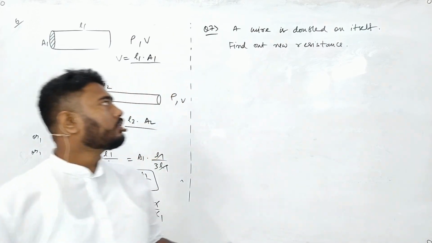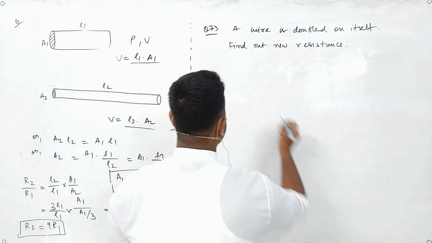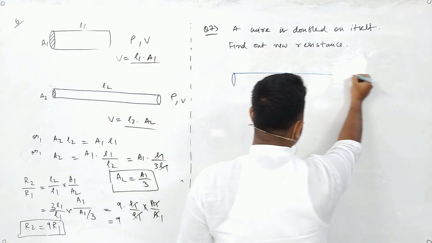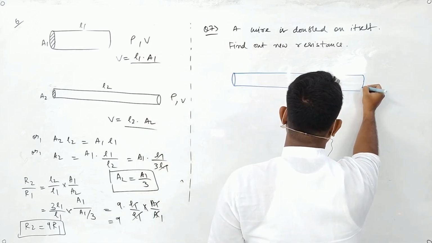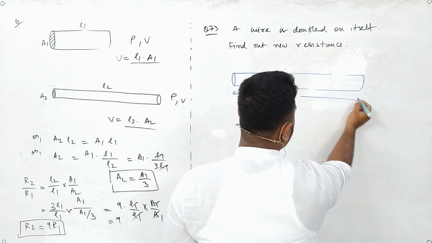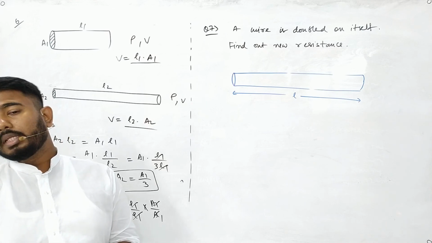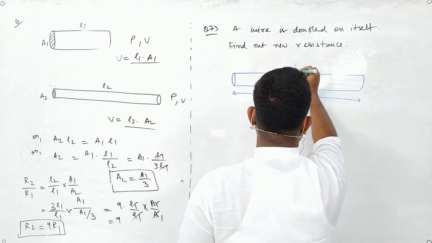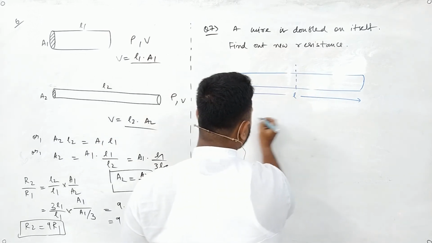See, a wire is doubled on itself. Let us draw a wire first. I will ask you the question, so all of you be prepared. What is the length of the wire? L, right? Now I am doubling it on itself. So what I am doing is cutting it from the middle and putting it on top of it.